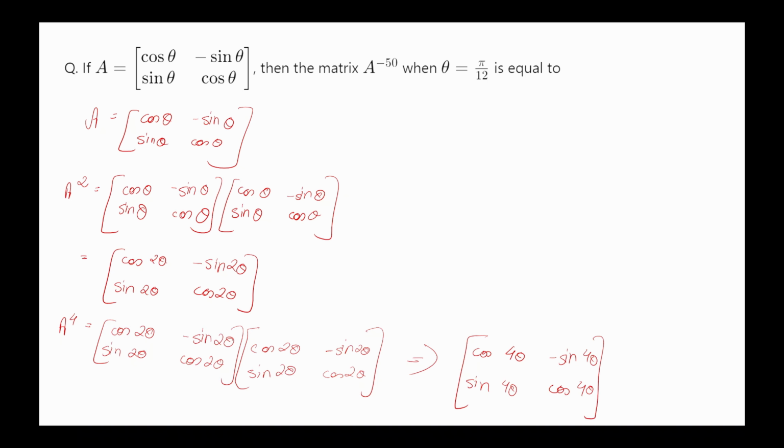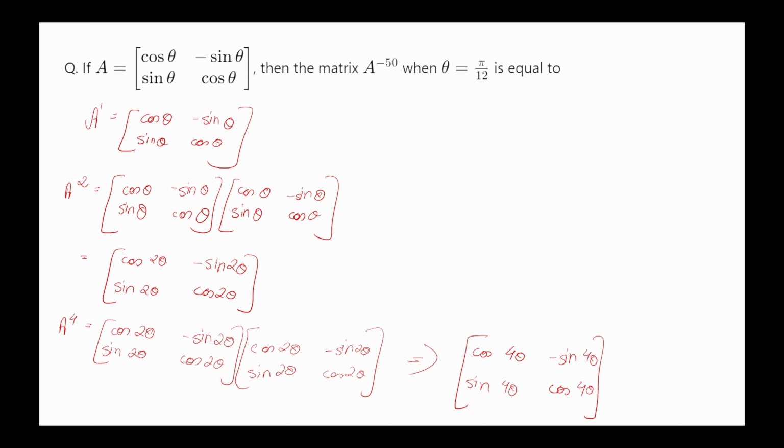In a to the power 1, I have cos of 1 theta, minus sine 1 theta, sine 1 theta and cos of 1 theta. When I have a square, I have cos 2 theta, minus sine 2 theta, sine 2 theta, cos 2 theta. When I have a to the power 4, I have cos of 4 theta, minus sine 4 theta. So basically, if you look at all these three values, the basic structure of the matrix is the same. The only thing that is changing is the theta which is inside.